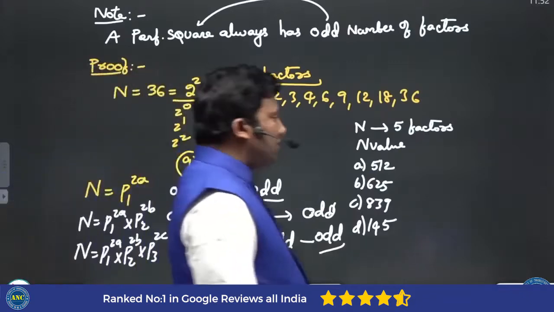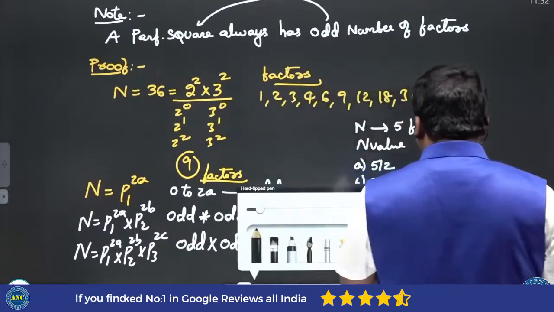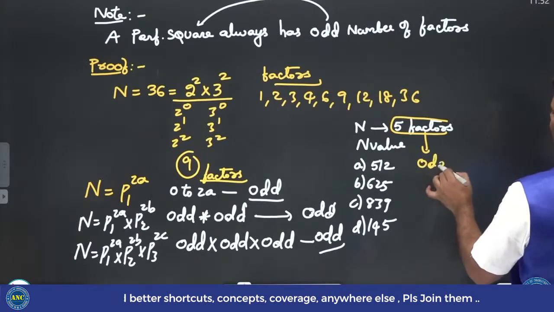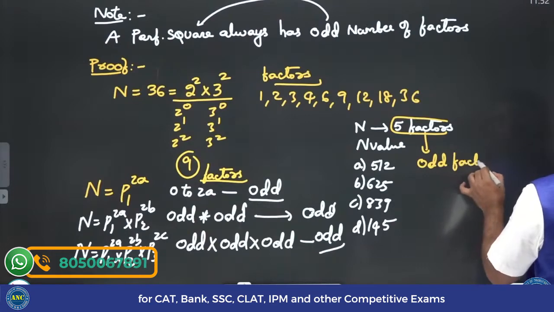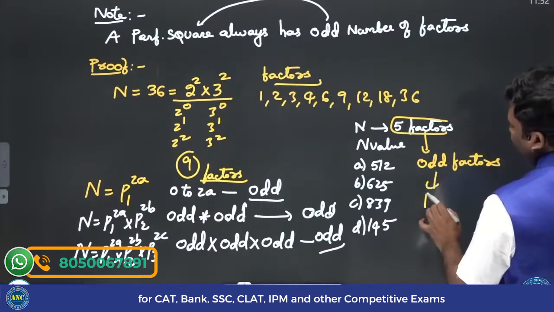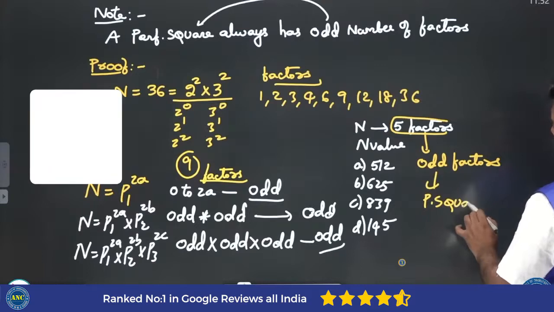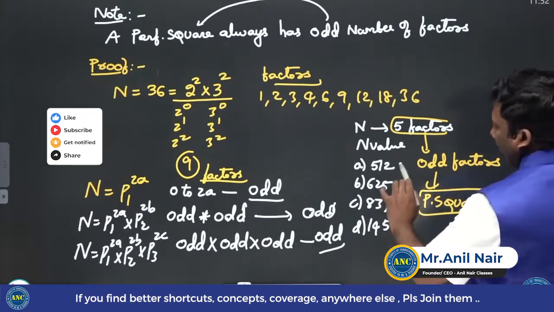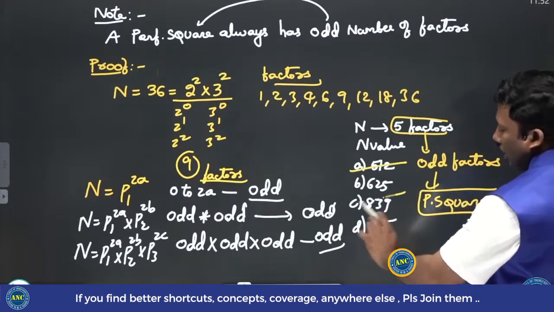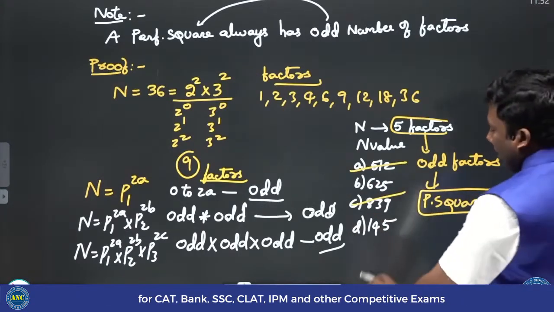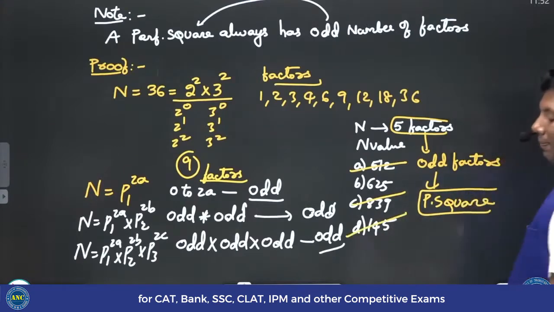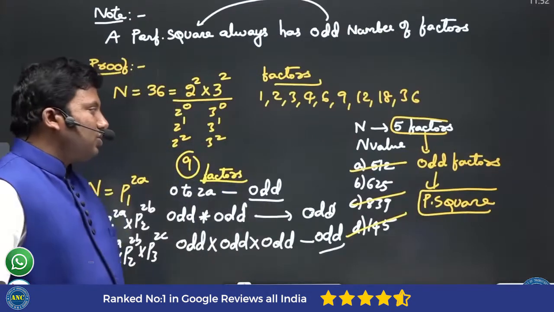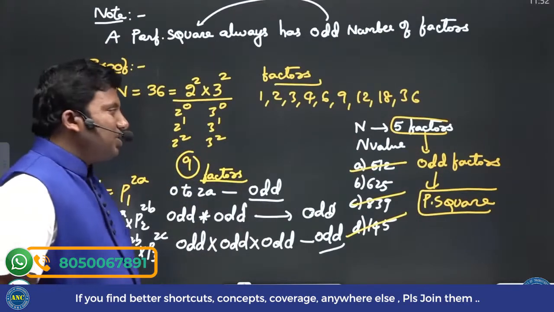You don't need to do anything. A number has 5 factors. If a number has an odd number of factors, then it is a perfect square. A perfect square never ends with 2. A perfect square is always of the form 4k or 4k plus 1. Any perfect square ending with 5 has 2 in the tens place. So the answer for this question is 625.